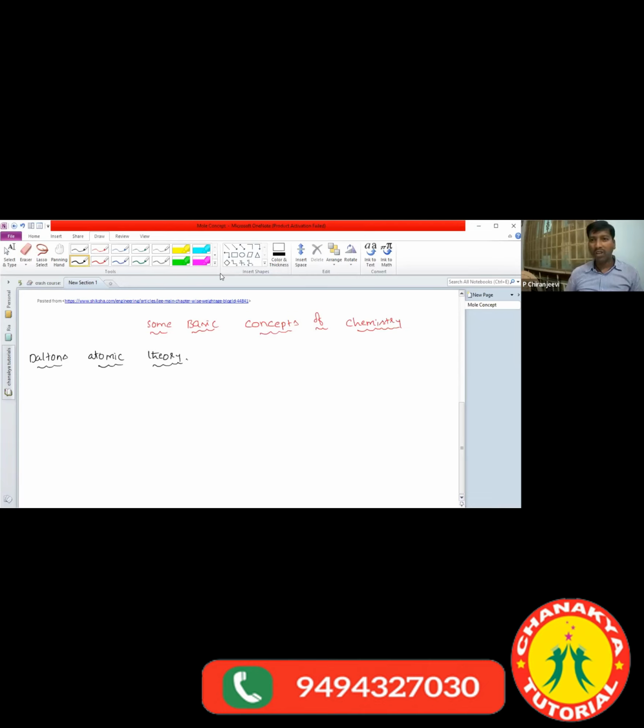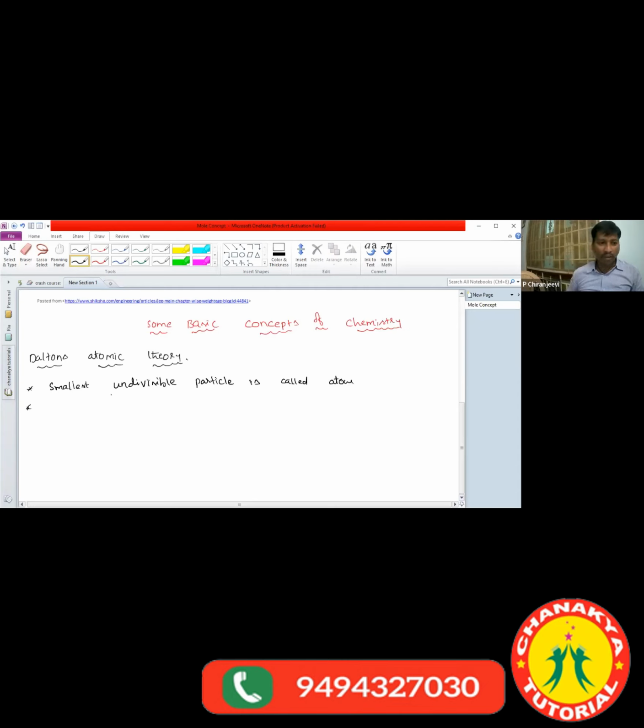Sweeta, Tanishka, what is meant by the atom? According to Dalton, an atom is nothing but the smallest indivisible particle. So what is meant by the atom here? The smallest indivisible particle is called an atom.